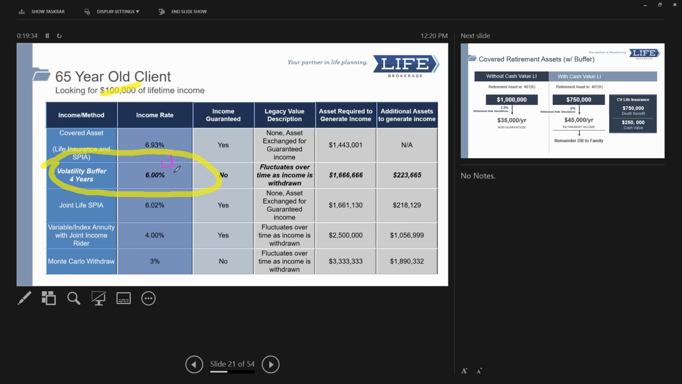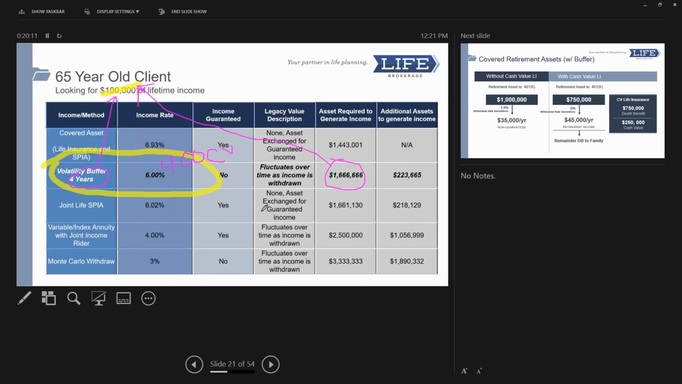at retirement, $400K of cash value life insurance at retirement, then you have 4 years of buffer provided your income goal is $100,000 per year. Okay? If you have that buffer, then you only need $1.66 million to generate $100,000 of lifetime income, right? That's a 6% distribution rate on $1.66666 million to generate $100,000 of lifetime income.